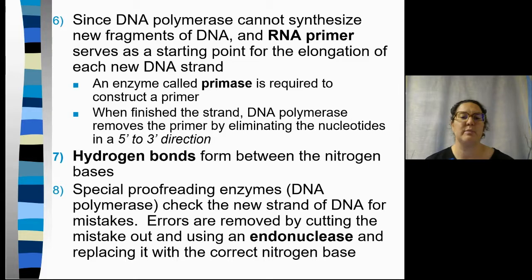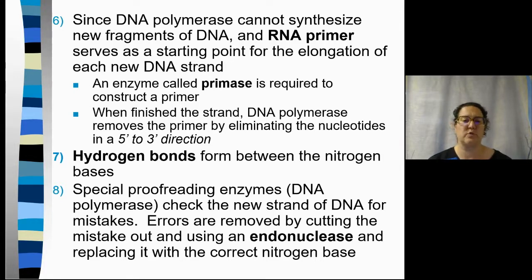Since DNA polymerase cannot start new fragments of DNA, and the RNA primer serves as a starting point for elongation, an enzyme called primase is required to construct the primer. Then the DNA polymerase removes the primer by eliminating nucleotides. So it kind of goes and cleans everything up at the end.